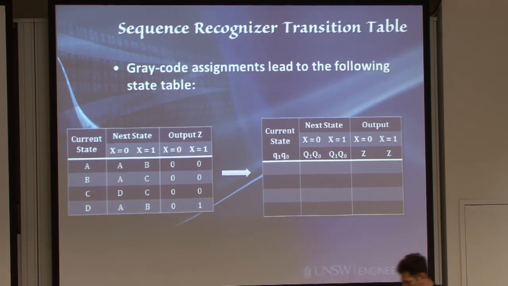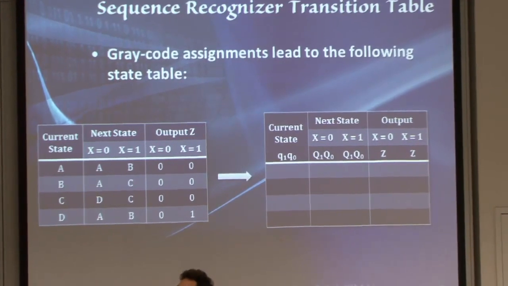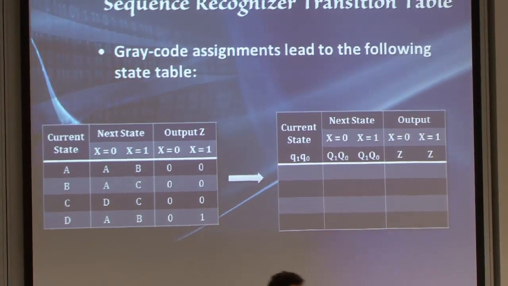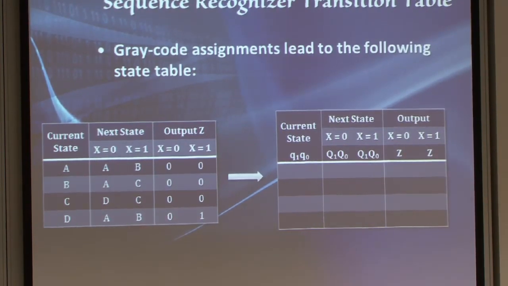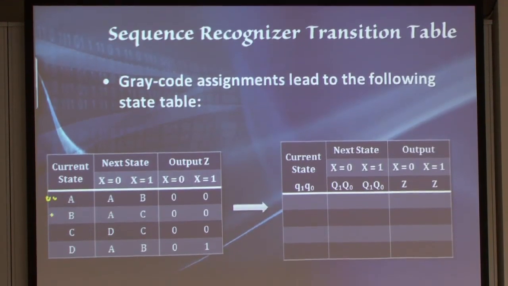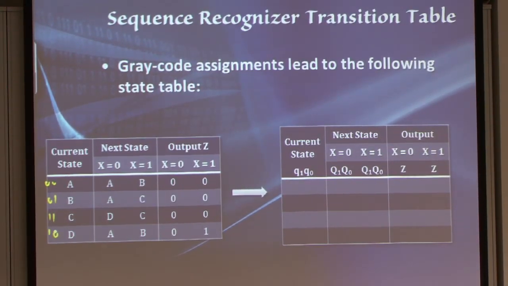Next week, we will talk about some rules of thumb that will tell us how to choose good state coding for different machines. So essentially, I will replace all A's with 0 0, B's with 0 1, C with 1 1, D with 1 0, and I rewrite this table in terms of binary codes.